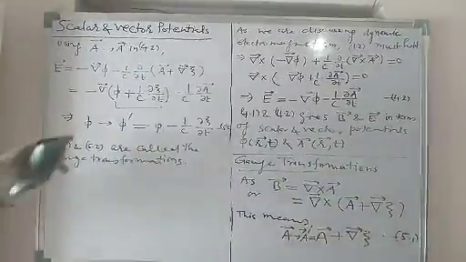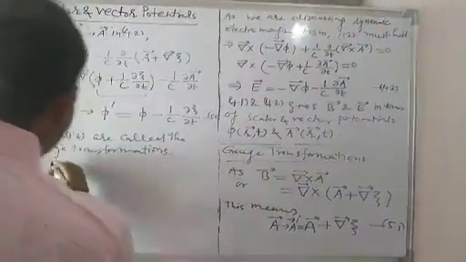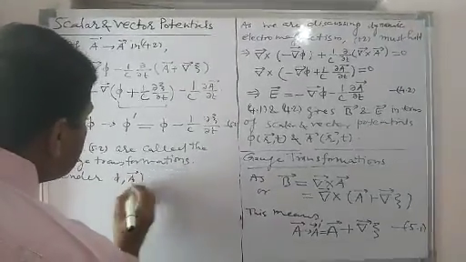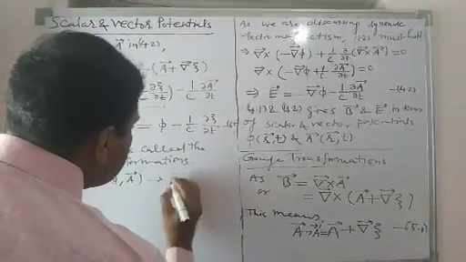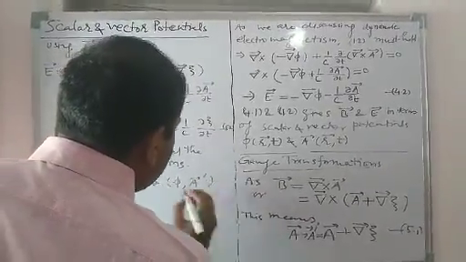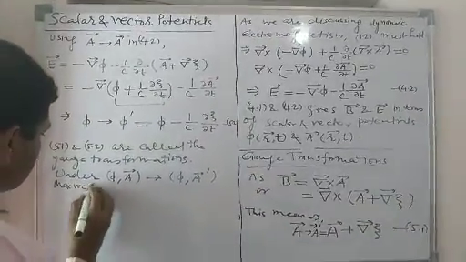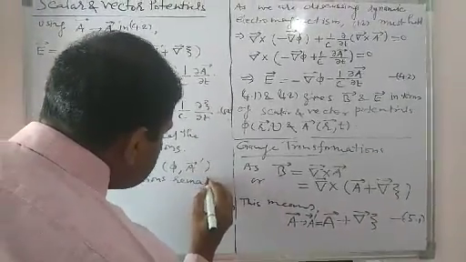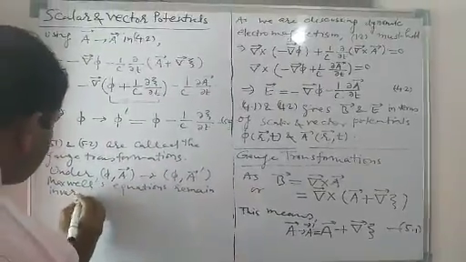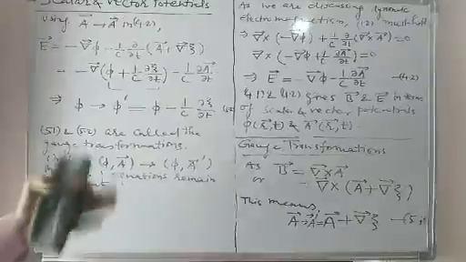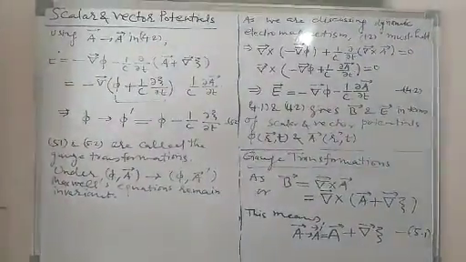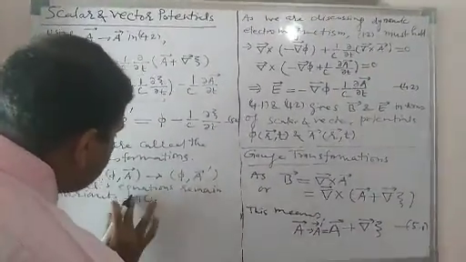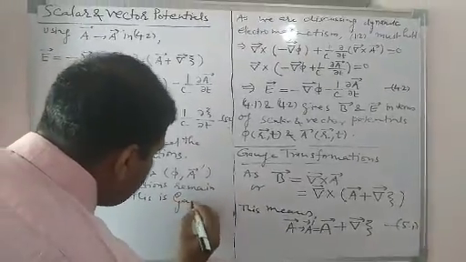What do I mean? I mean when phi goes to phi prime and A goes to A prime, Maxwell's equation remains invariant, and therefore this is called the gauge invariance nature of Maxwell's equation. This is called gauge invariance.